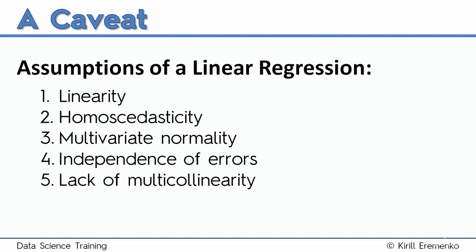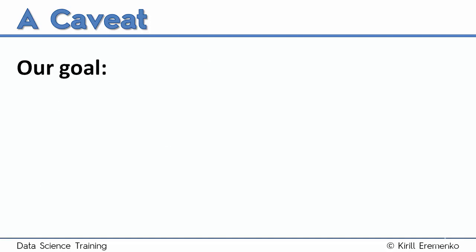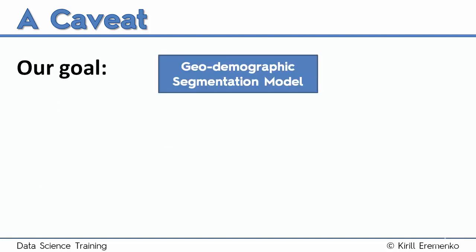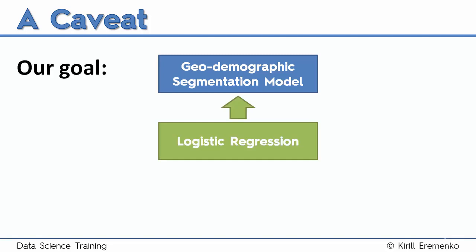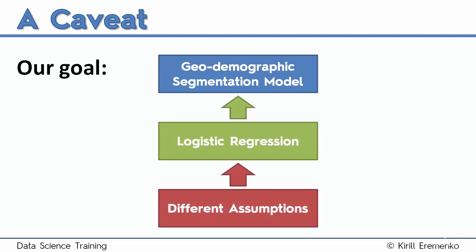Linear regression is just a stepping stone for us to get used to regressions and get comfortable with them, and then proceed onto the main part of our modeling section, which is geodemographic segmentation. We want to build a geodemographic segmentation model, and for that we will actually need a logistic regression. And logistic regressions have different assumptions around them. And therefore, we won't be focusing on the assumptions of linear regressions in this section of the course.